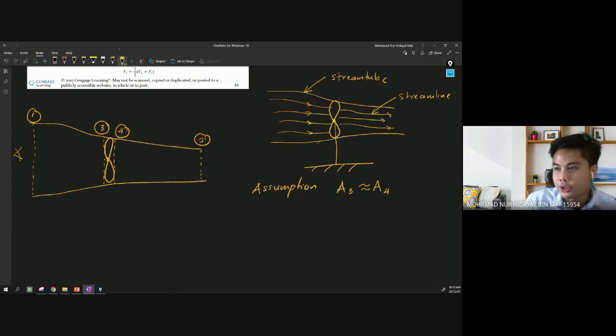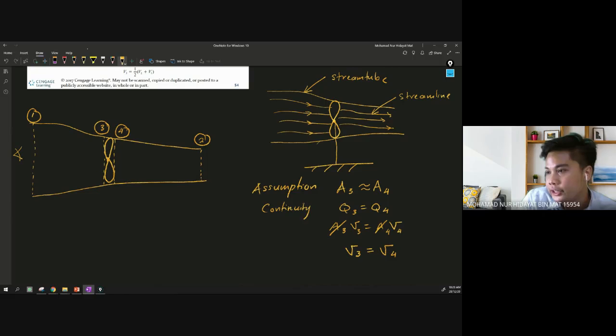Okay, so by using the continuity equation, Q1 equal to Q2, and we know that Q equal to AV, so A1 V1 equal to A2 V2. If the area at 1 is equal to area at 2, let's use the points 3 and 4, it is easier for you to understand. This is A3, this is V3, this is A4, this is V4. You know that A3 equal to A4, so we can cancel out. Thus, we can say that V3 as well is equal to V4 by using the continuity equation.